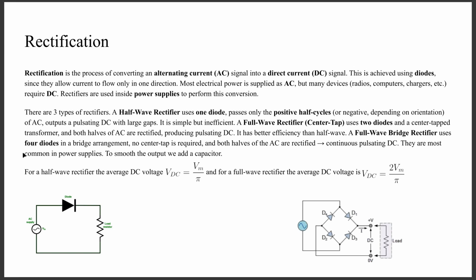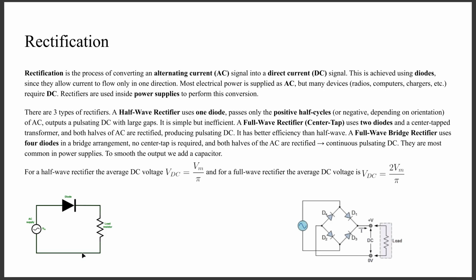Rectification. Rectification is the process of converting an alternating current into a direct current signal. This is achieved using diodes, since they allow current to flow only in one direction. Most electrical power is supplied as AC, but many devices require DC. Rectifiers are used inside power supplies to perform this conversion. There are 3 types of rectifiers.